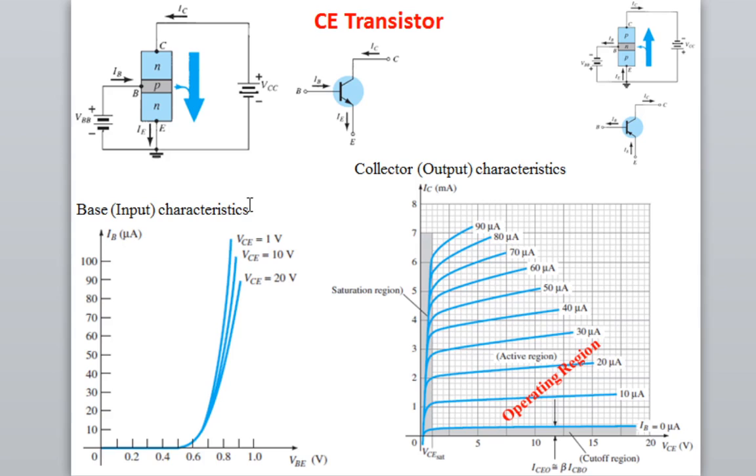Similarly, for the output characteristics curve, you plot a graph between collector current and output voltage. Output voltage means here the emitter is common, so the voltage between collector and emitter. If you change the voltage between collector and emitter, measure the collector current and plot the curve, whatever curve comes is known as the collector characteristics or output characteristics curve. Okay, so let us try to understand the input characteristics curve.